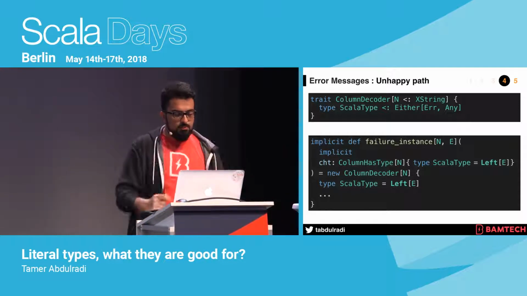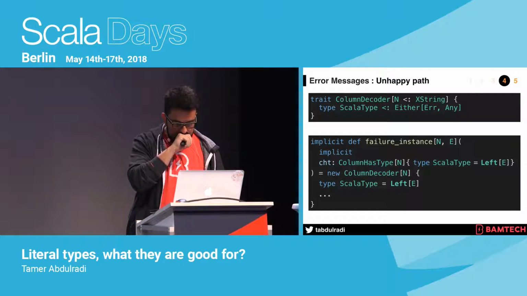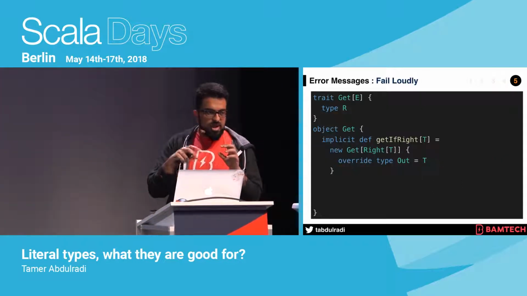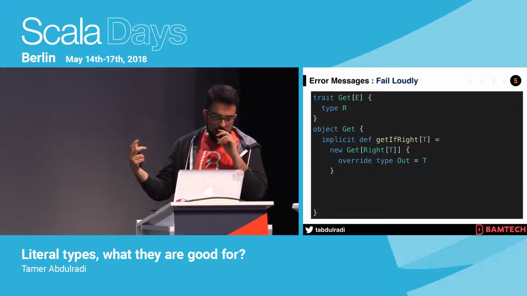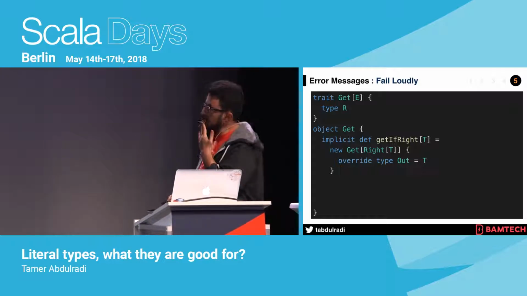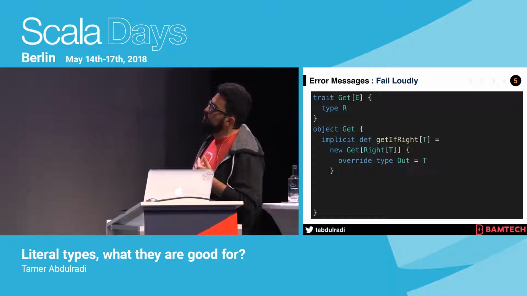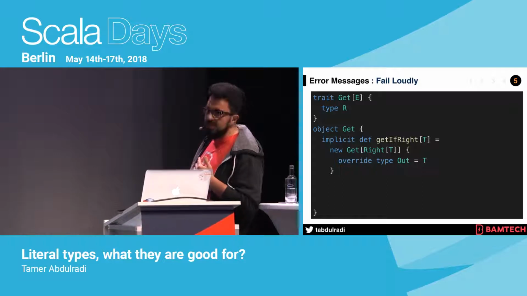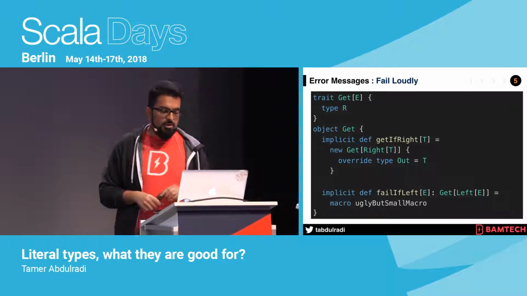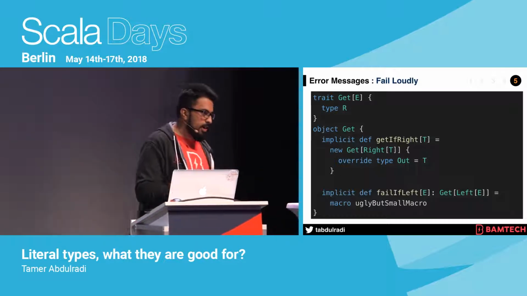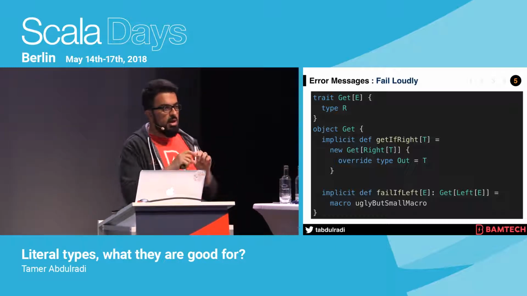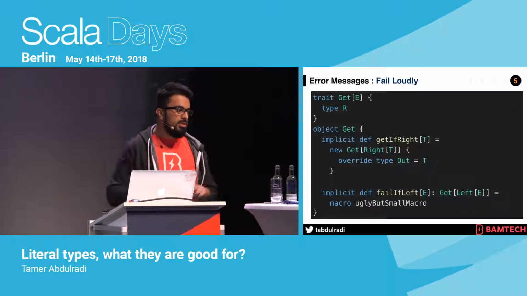Finally, towards the top of the pyramid, we want to extract the happy path only. We want to know the right side of the Either. So we have this type class Get. If it was a Right, then you get type out as T. If not, then we have another implicit that is backed by a macro that extracts the error message out of the type information, then shows it to you as we have seen in the demo.